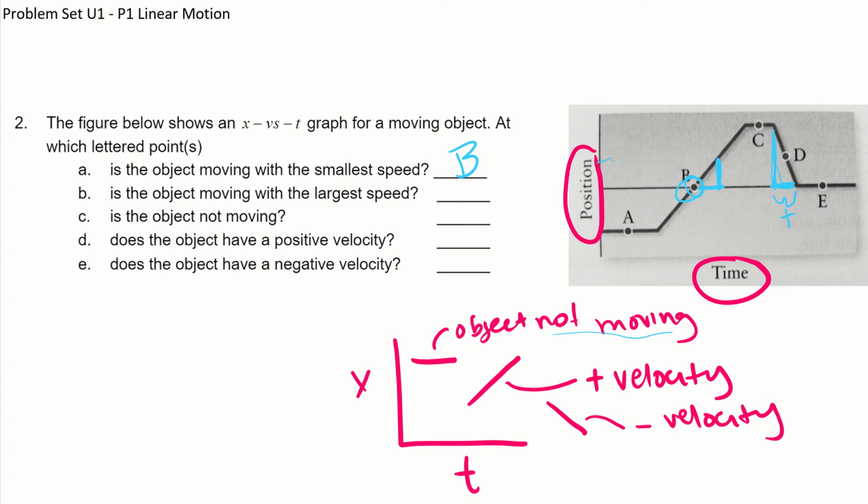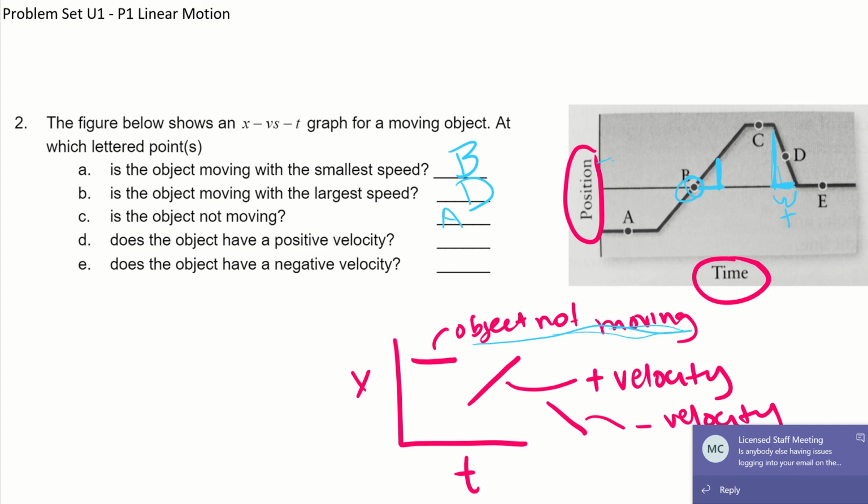If we look at the largest speed, we just answered that question. That would be D. Object not moving? Well, we know the object is not moving if it's a horizontal line. So A, C, and E are all locations where that object is not moving. Object has positive velocity? Well, positive slope is at B, and that's the only location with a positive slope. And negative velocity, well, D is the location with negative velocity.